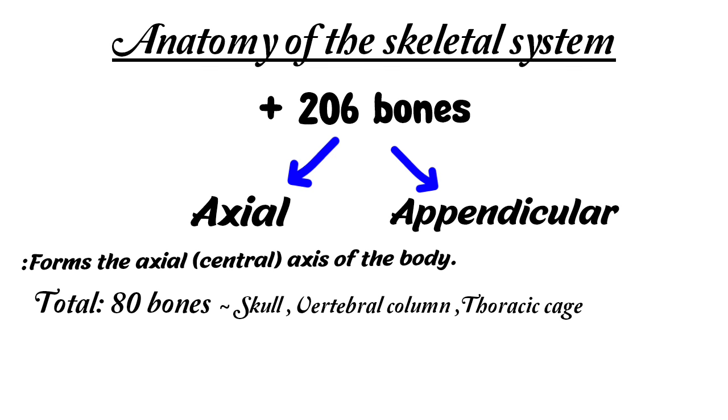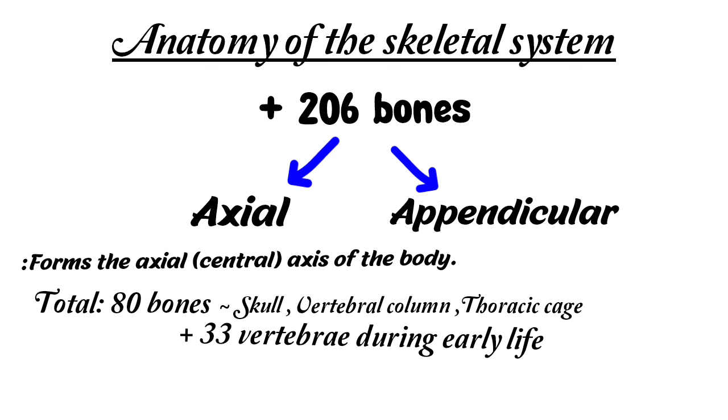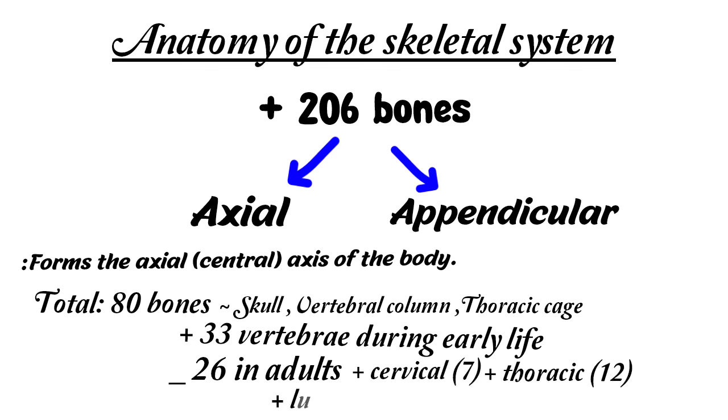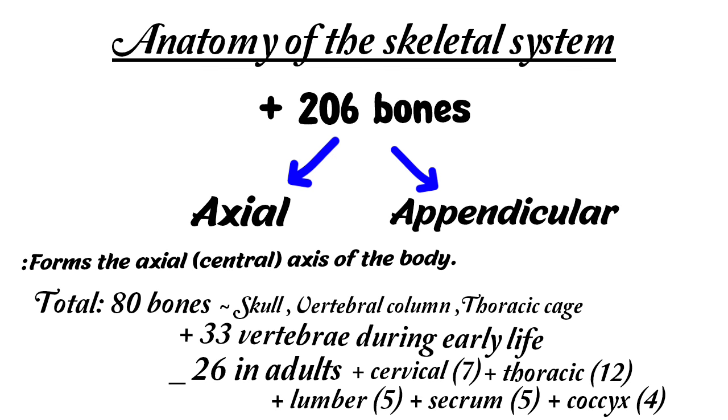Then the vertebral column, on the other hand, is composed of 33 vertebrae, but some of them fuse to give 26 in adults. So this includes the 7 cervical, 12 thoracic, 5 lumbar, 5 sacral which are fused, and 4 coccygeal which are also fused. So the vertebral column protects the spinal cord and supports the neck and the trunk.